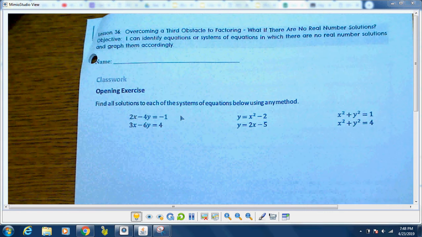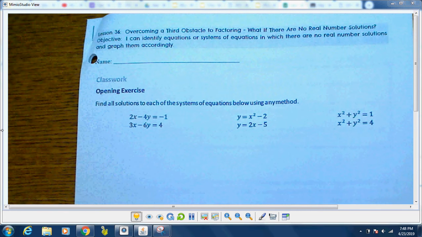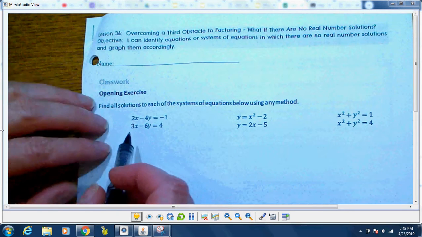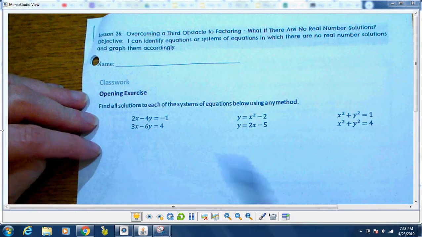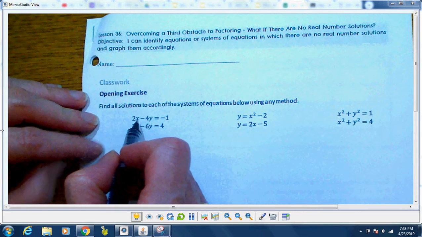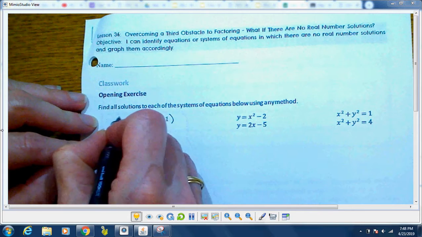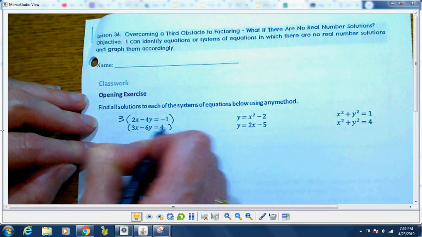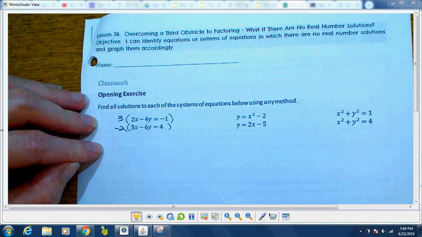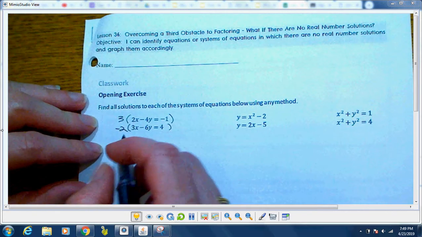So the opening exercise, the idea is to find all solutions to each of the systems of equations below using any method. So for this one, I'm going to use elimination. So I'm going to multiply this by 3 and this by -2. And the idea is, hopefully, I'm going to get rid of my x's.